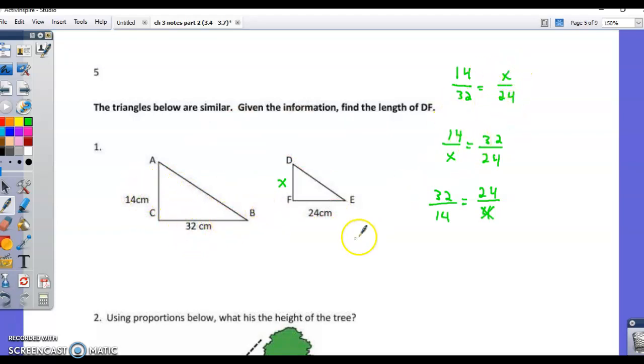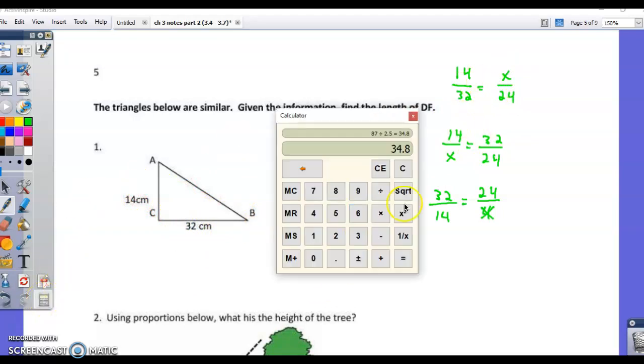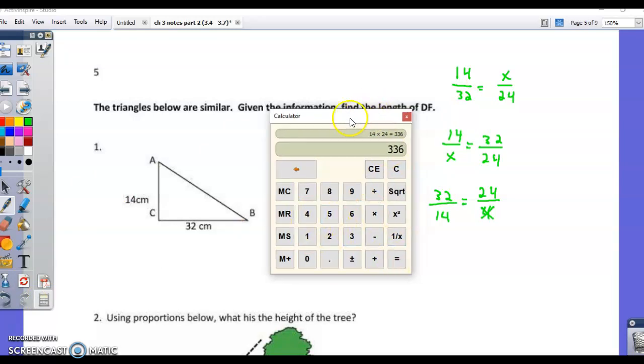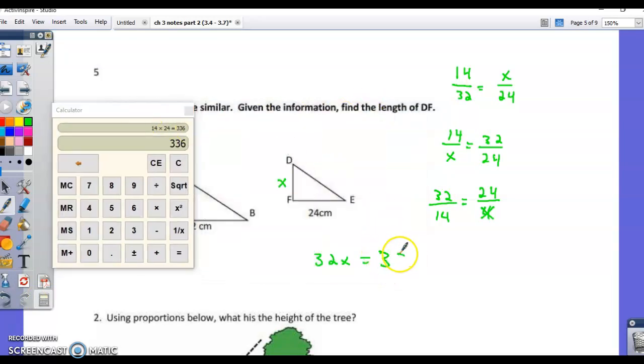So if we look at this, we have 32x equals 14 times 24. That gives us 336. And we divide by 32. So my unknown side would equal 10.5.